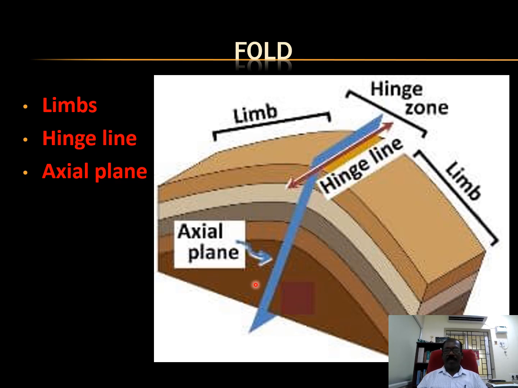Then the axial plane. The axial plane is defined by connecting all the hinge lines of the stacked folding surfaces. See, all the hinge lines. This is one limb, this limb, another layer, another layer, another layer. These different segments are joined together in the hinge line. This totally is known as the axial plane.